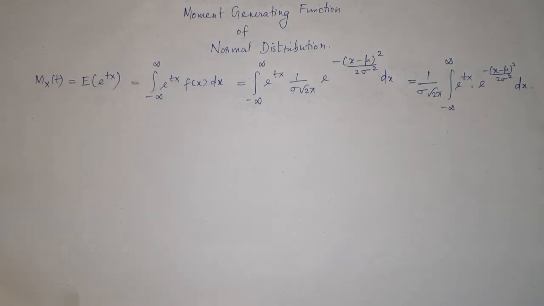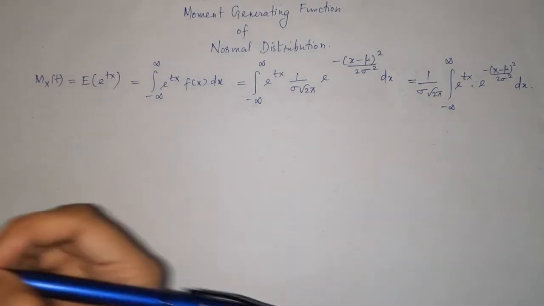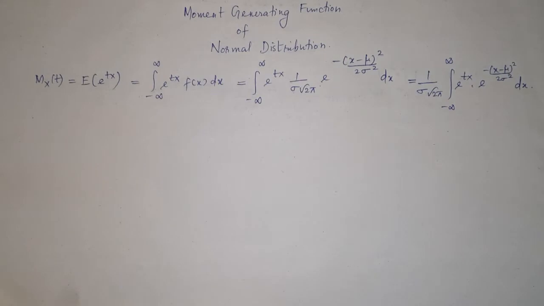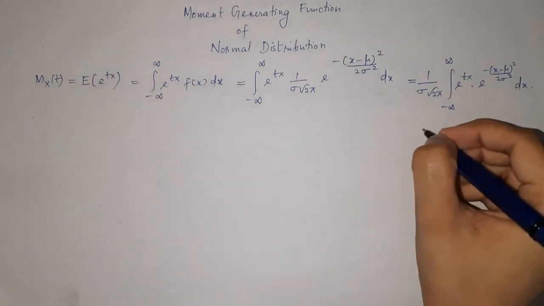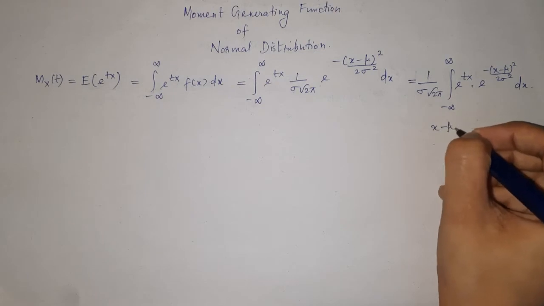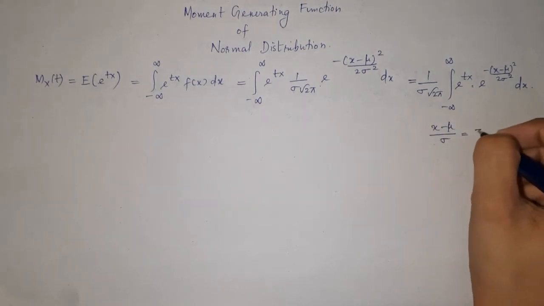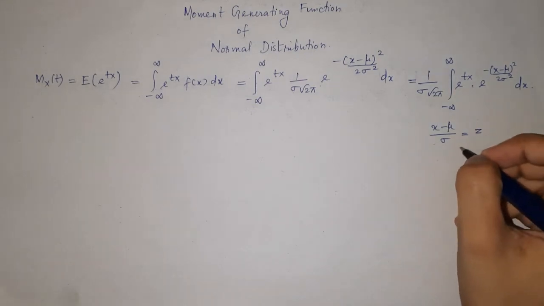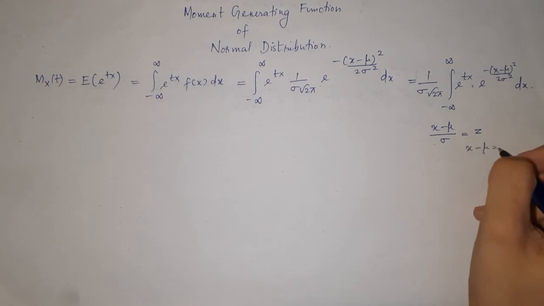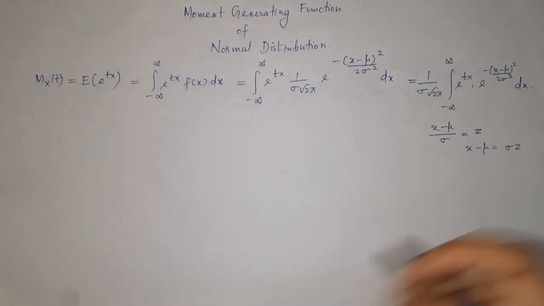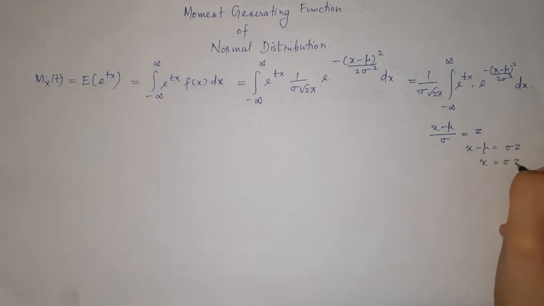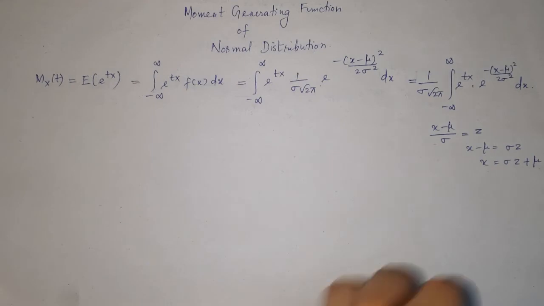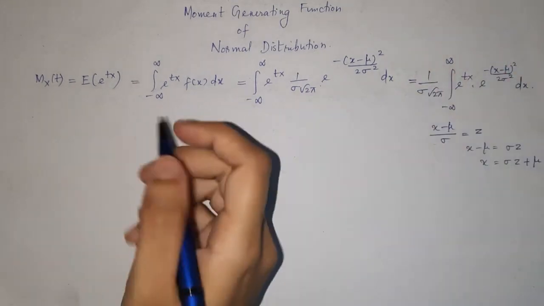Okay. Now what I am going to do is give a substitution. I am going to give (x minus mu) by sigma is equal to z. This is the general substitution that we give in the normal distribution. And therefore x minus mu is equal to sigma z, and x is equal to sigma z plus mu.